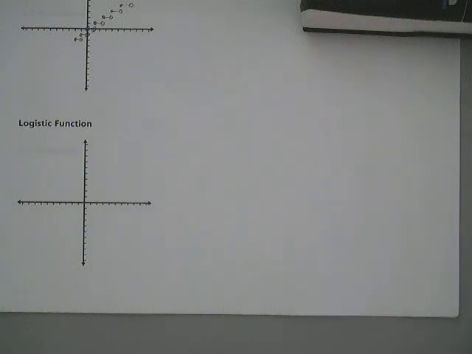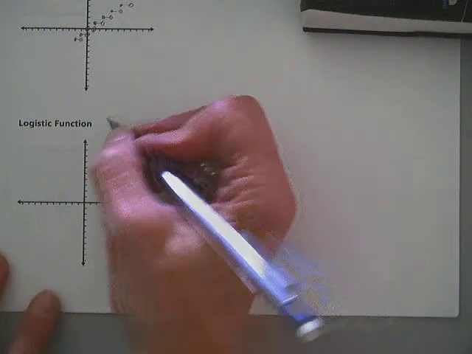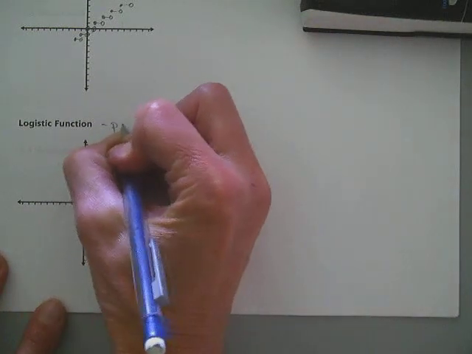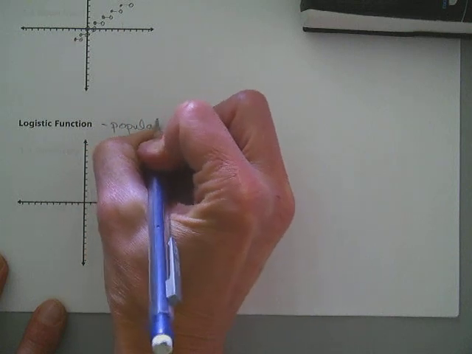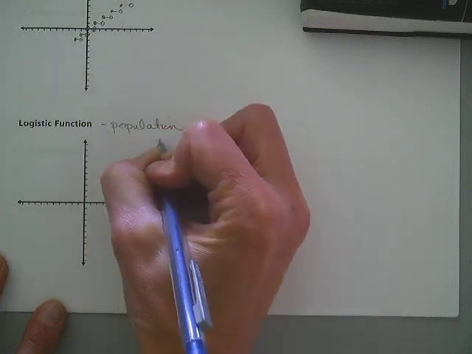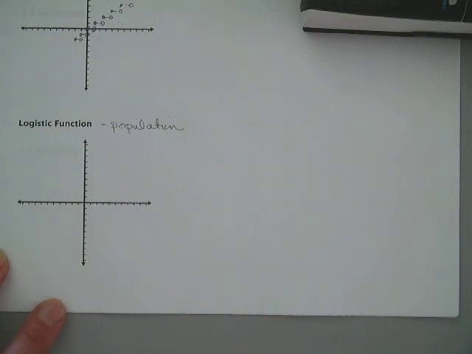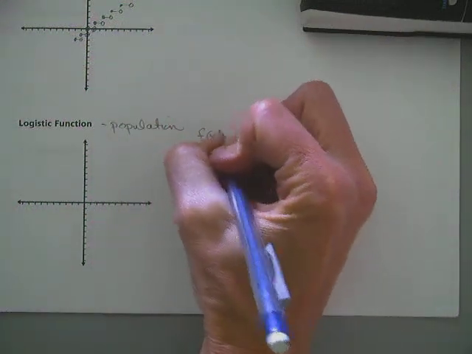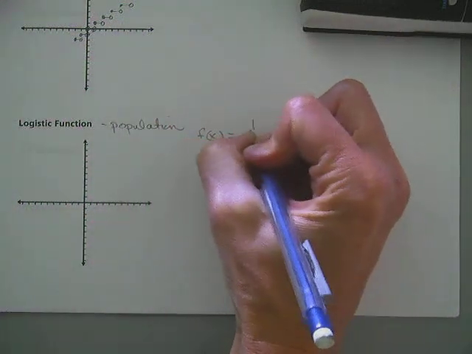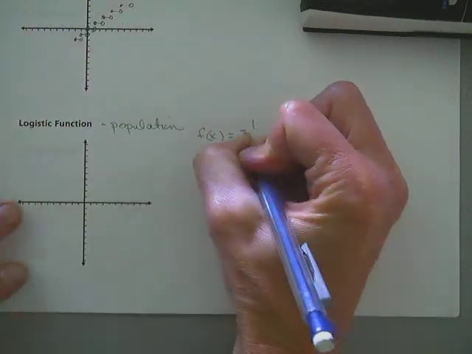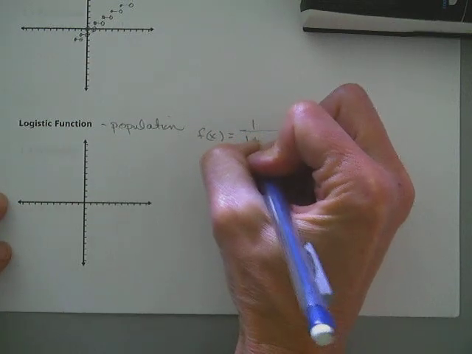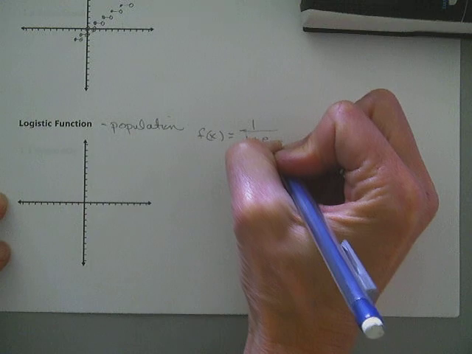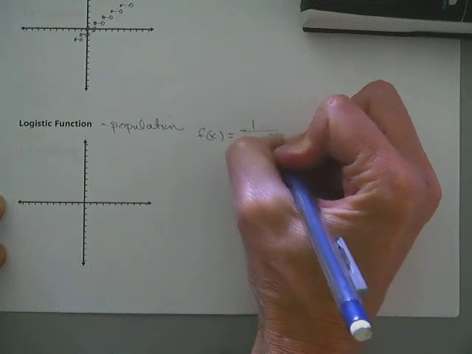Last one. All right, a logistic function. These are used for population. All right, they look like this. This function is very large, okay? And it looks like this. F of x equals 1 over 1 plus e to the negative x.